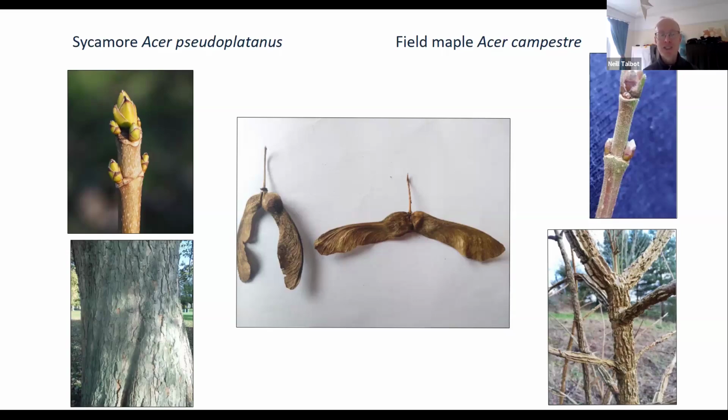And the final thing I'll mention on these is the bark. So the bark is quite cracked looking on the sycamore. It comes off in plates when it gets older. And on field maple, you can have what some of the books call a crocodile back. So it's these very ridged, corky looking twigs and bark. So that's something else to look out for.